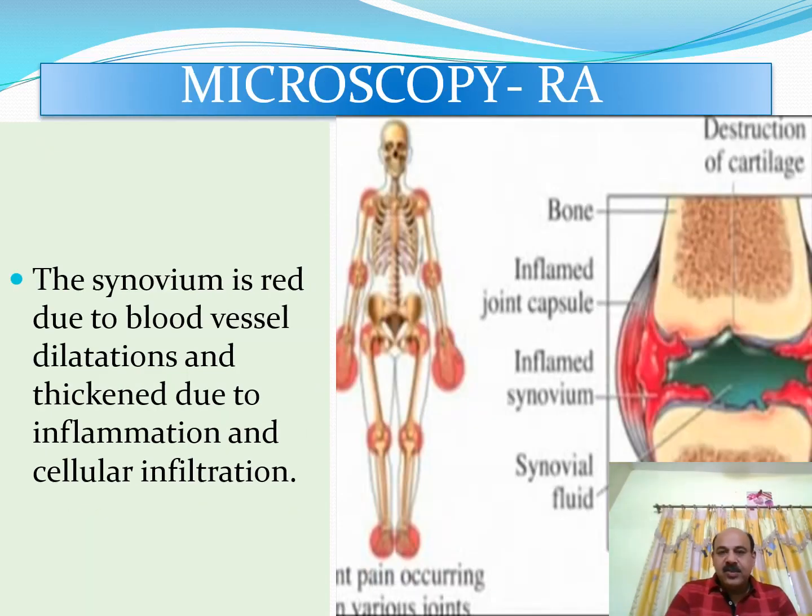Now here in this picture we can see the structure of a joint which has been affected by rheumatoid arthritis. We can see the red inflamed synovial membrane. The joint capsule is also inflamed. Cartilage has been eroded. Pannus formation has begun. So all these changes appear when the joint is affected by rheumatoid arthritis.